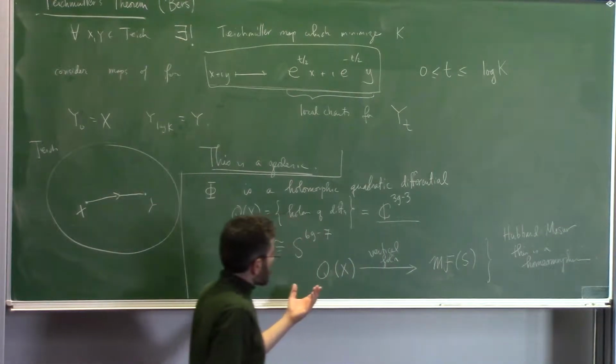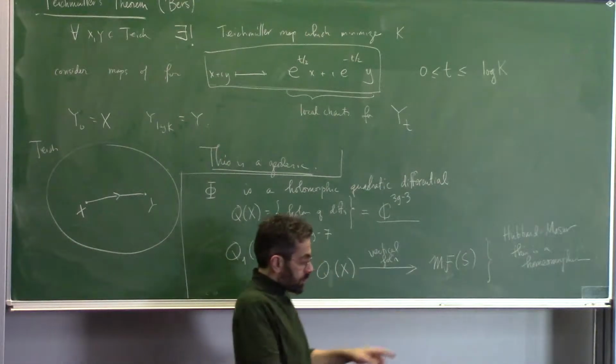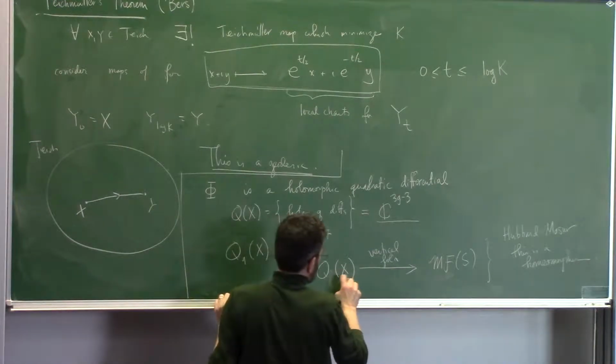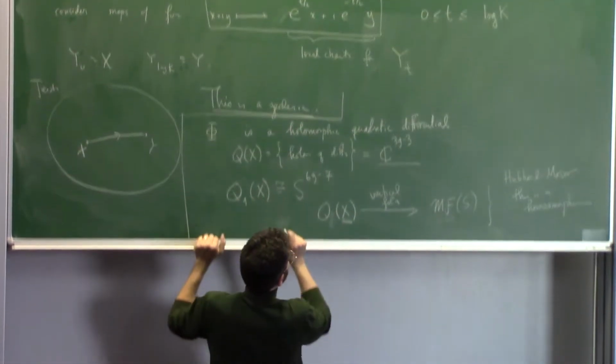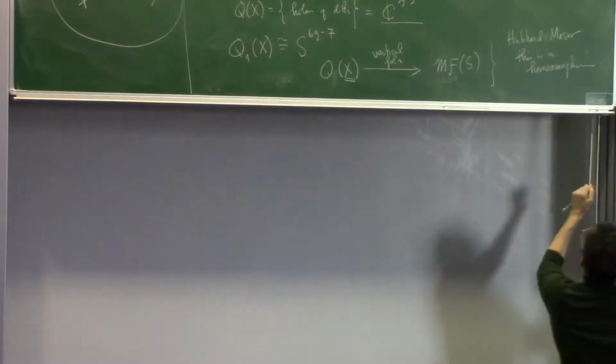So we have another way in which measured foliations appear. They appear as a way of describing the rays emanating from a point x. Okay, and there are other ways which I won't talk to you about. Just to be really boring.